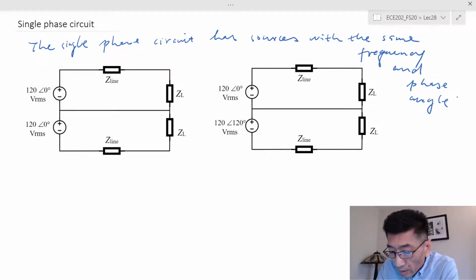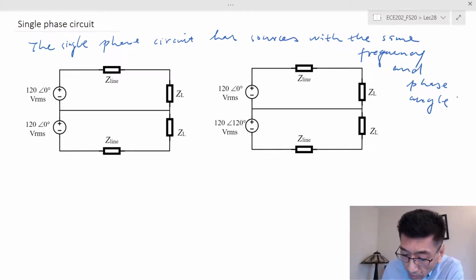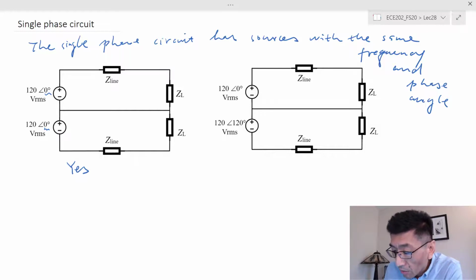Okay, and let's see this first one here. This has two sources, but they have the same phase angle, and implicitly they have the same frequency as well. So this is a single-phase circuit. For the second one here, the first source has 120 at 0 degrees, and the second source has 120 at a different angle in degrees. So they have different phase angles, and therefore the second one is not a single-phase circuit.